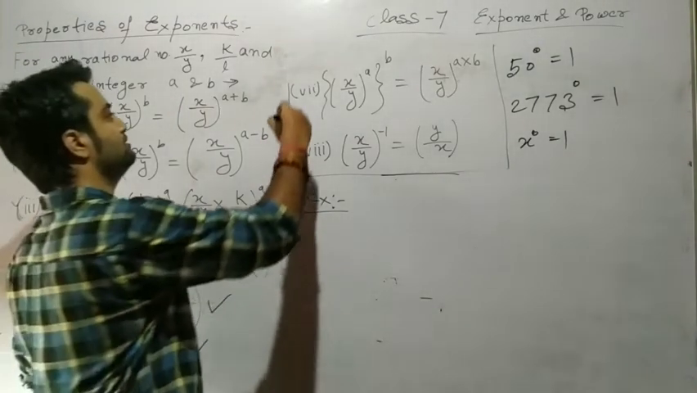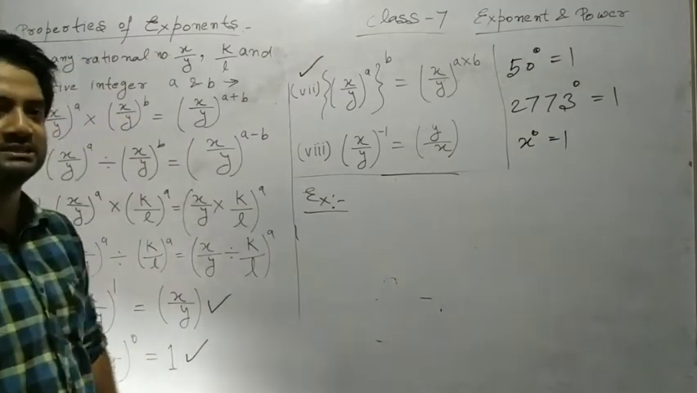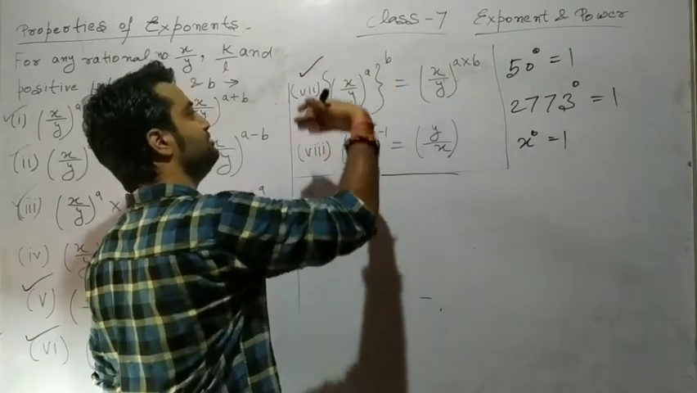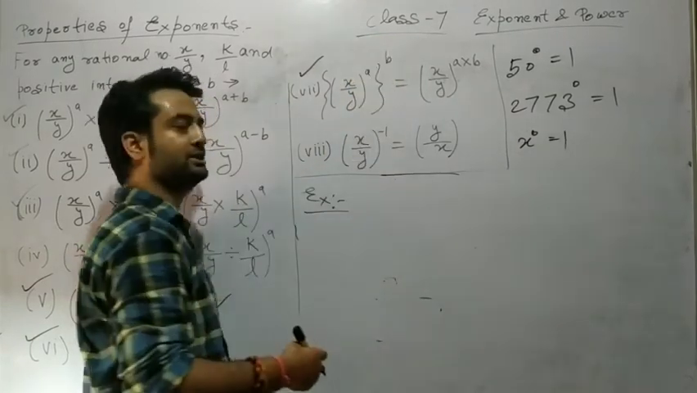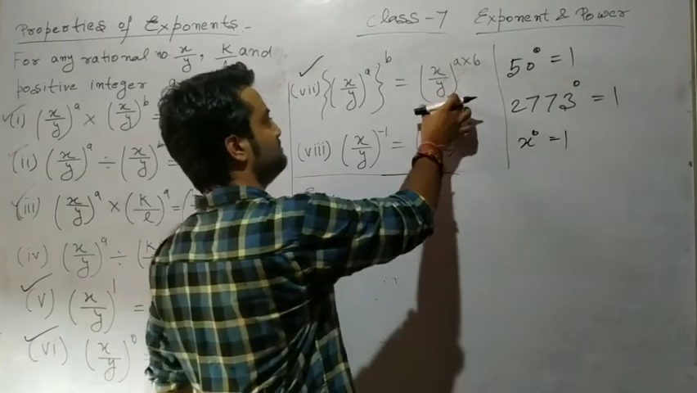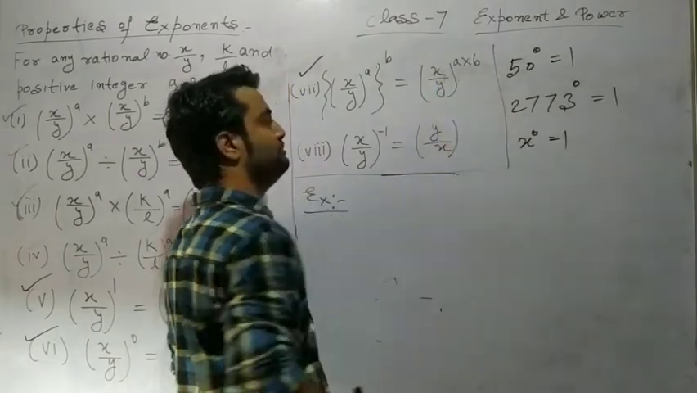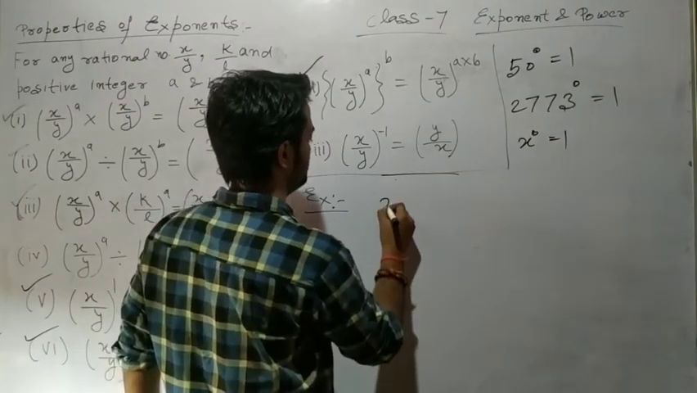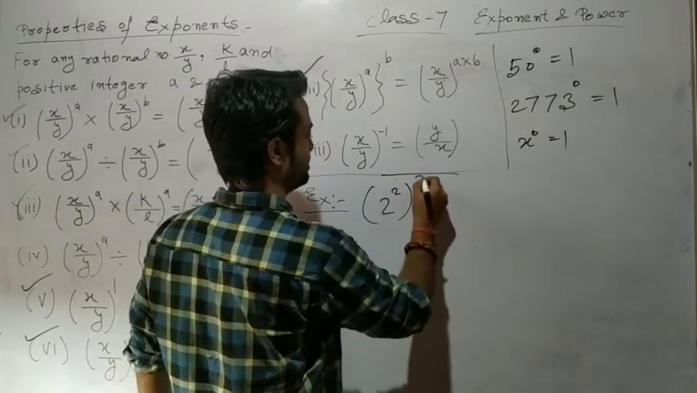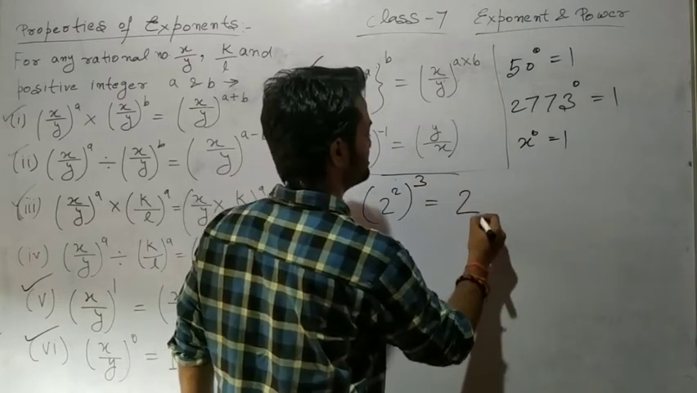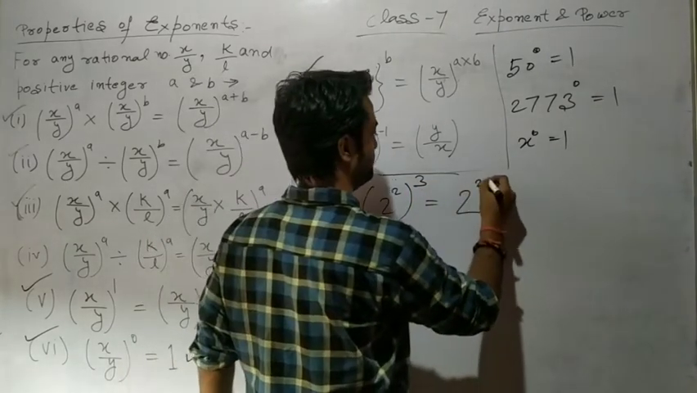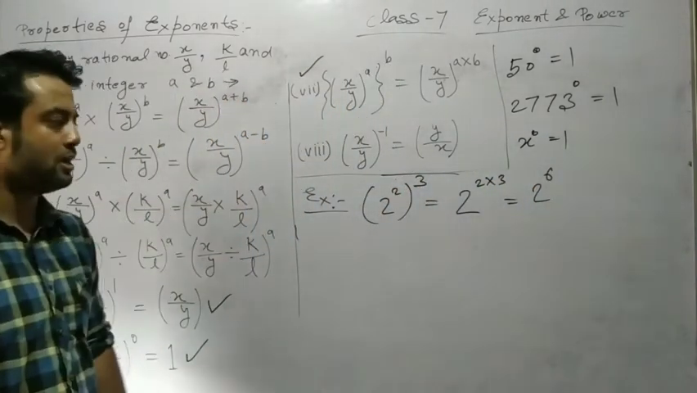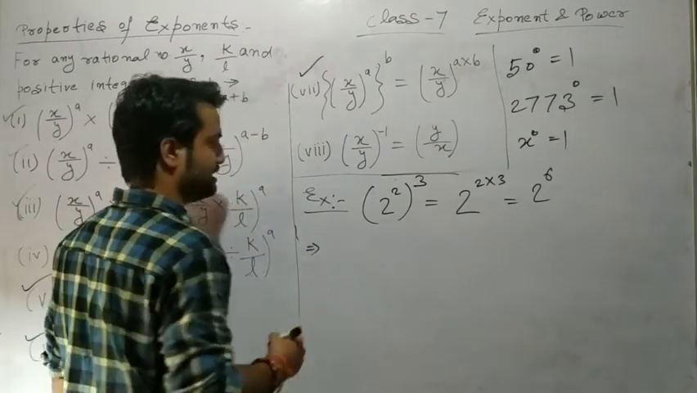Now let's come to the 7th property. The 7th property says that any rational number raised to the power a, and again raised to any other power b, gives the same number raised to the multiplication of those exponents. It means that 2 raised to the power 2 raised to the power 3 can actually be written as 2 raised to the power 2 into 3, that is 2 raised to the power 6. How did it happen? Let's analyze it.